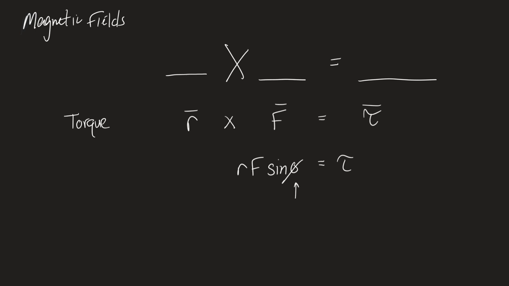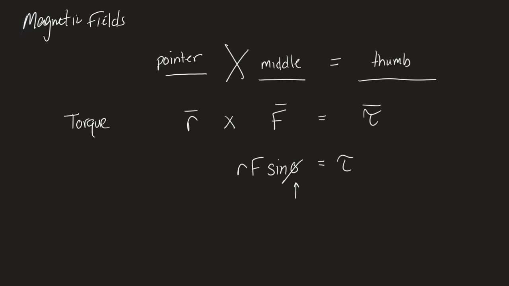So I am going to say this. Pointer, middle, thumb. The first one is the pointer finger, the second one is the middle finger, and the result is the thumb.